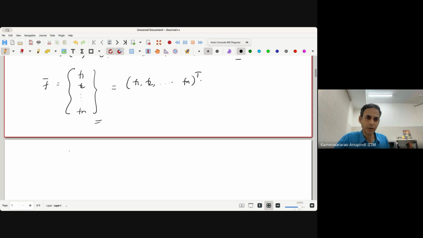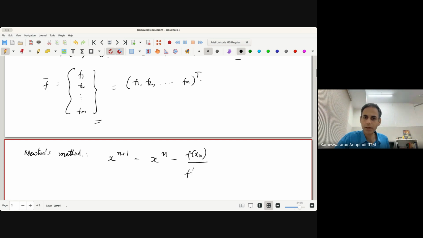Now let me rewrite the general Newton's method as we have learned. In Newton's method, we have said x at n plus 1 equals xn minus f of xn divided by f prime of xn. That's what we have said. We have basically said that the tangent is going to be a good approximation of the function in the neighborhood of the guess value, that is xn.